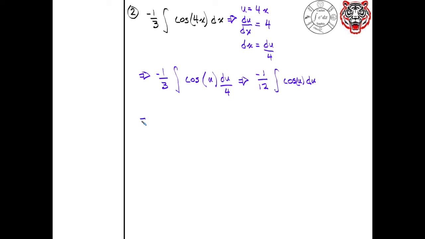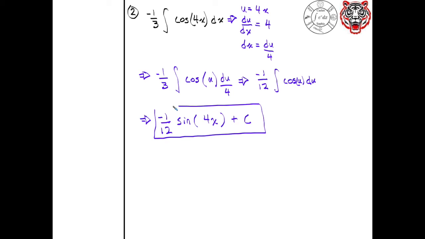So from here, what am I going to do? I still have my negative 1/12. Now I'm going to take the antiderivative of cosine of u. Anti-change means same sign, so don't worry about changing positives or negatives. It's the same, and cosine turns into a sine. And u is 4x. Don't forget your plus c. So there's our final answer: negative 1/12 sine of 4x plus c.